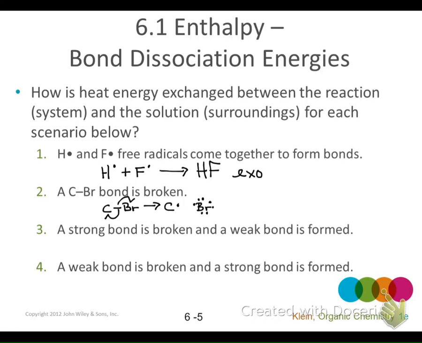Now, let's say you break a strong bond and you form a weak bond. Which way is that going to be? This one's endo. You're going to break a strong bond, so you're going to have to put energy in, and when the weak bond is formed, you're going to get less energy out, so the overall process is endothermic. Lots of energy in, less energy out. That means overall, it's endo.